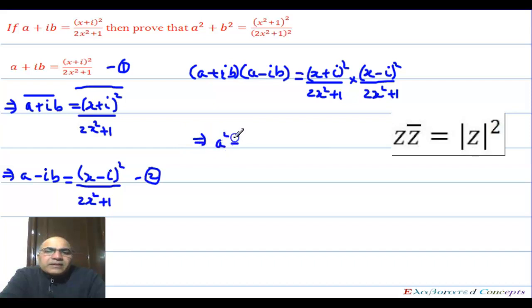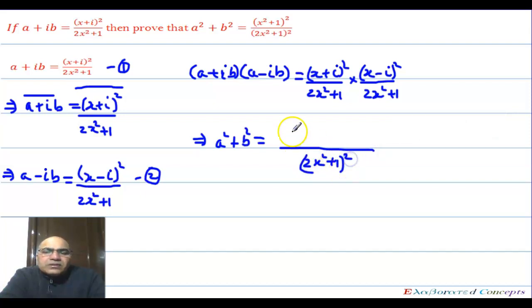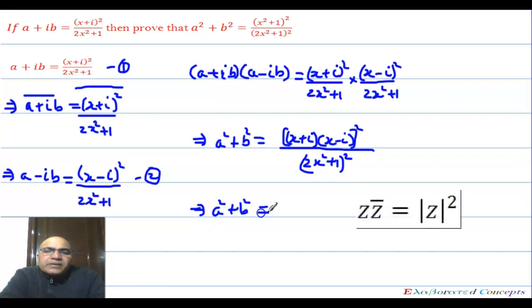This implies a square plus b square equals, in the denominator we get (2x square plus 1) whole square, and in the numerator we take the square common and then we write (x plus iota) into (x minus iota) whole square. This implies a square plus b square equals (x square plus 1) whole square upon (2x square plus 1) whole square.